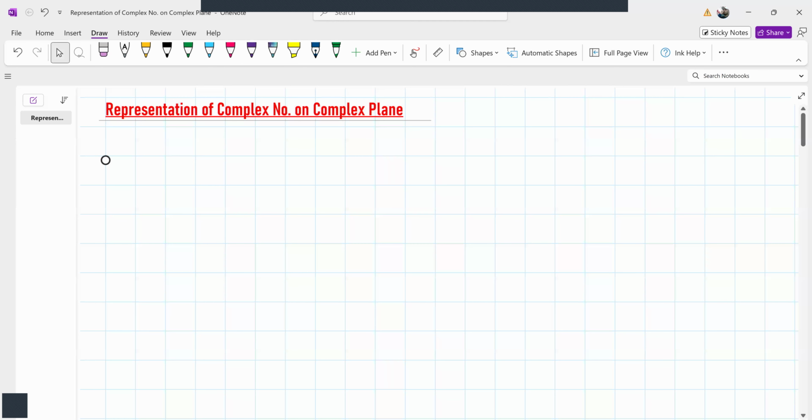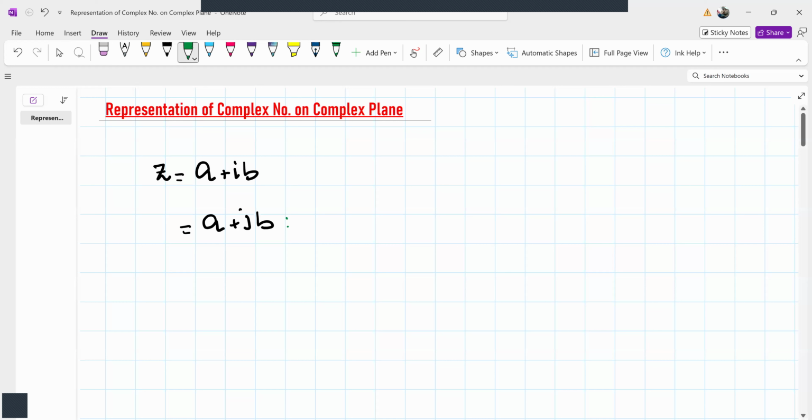Welcome. In this session, we'll talk about the representation of a complex number on a complex plane. In the last session, we learned how to represent the complex number. We learned there are several representations that we can use. For example, we can write a complex number as a plus iota b. In electrical engineering, we say a plus jb. I is reserved for current here.